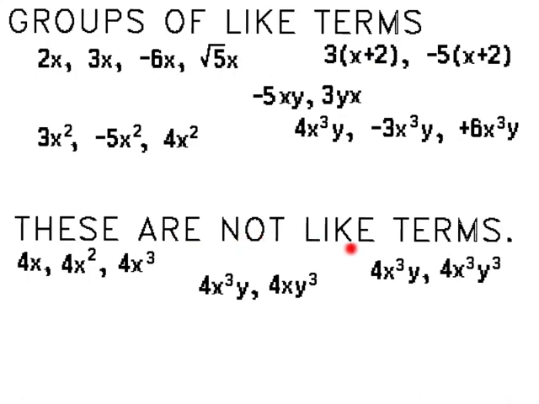These are not like terms. 4x, 4x squared, 4x cubed. They all have x, but they're all to different powers. 4x cubed y, 4xy cubed. They both have an x and a y, but the x is cubed in this one and the y is cubed in this one, so they're not alike. 4x cubed y, 4x cubed y cubed. Again, they were alike until it got to right there. And that made them not like terms that could not be added.